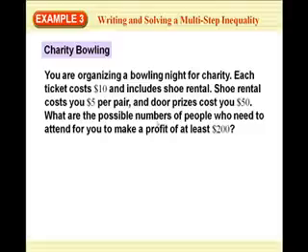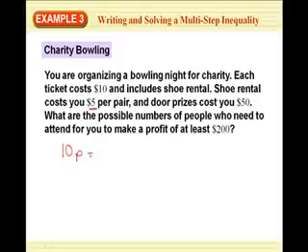for your profit. So the first thing you got is the number of people. You're going to get $10 per person. Well, you don't know how many people, but let's just use p for people. 10 times p. And then you had to pay out some expenses. You had to pay $5 for the shoes plus $50 for the door prizes.